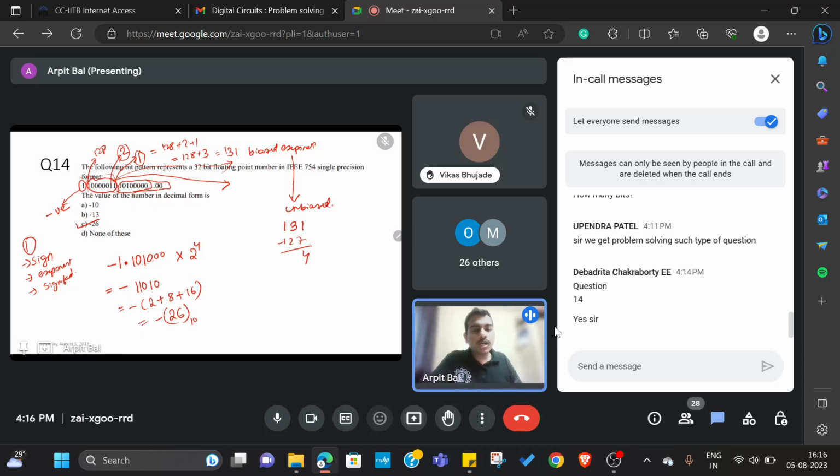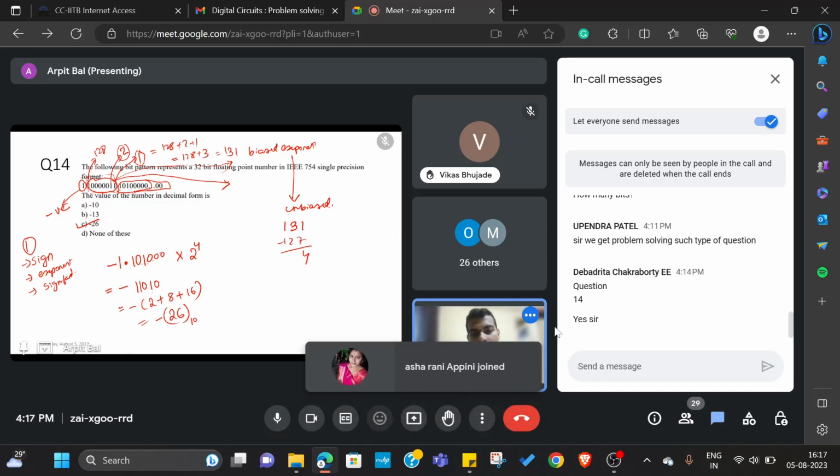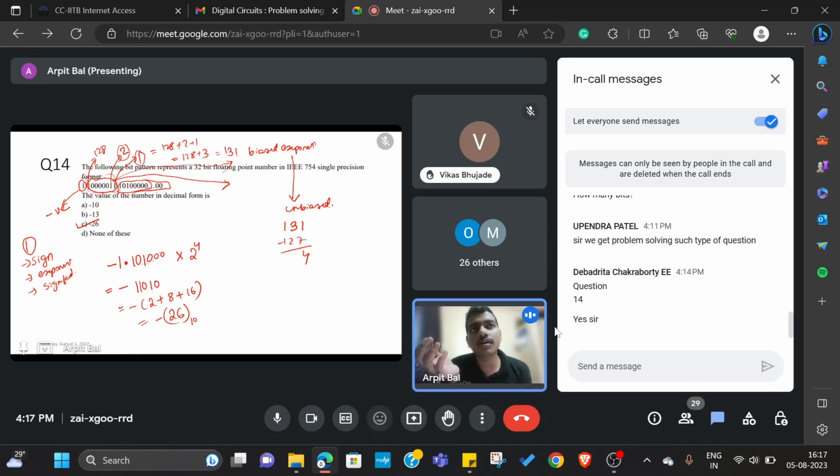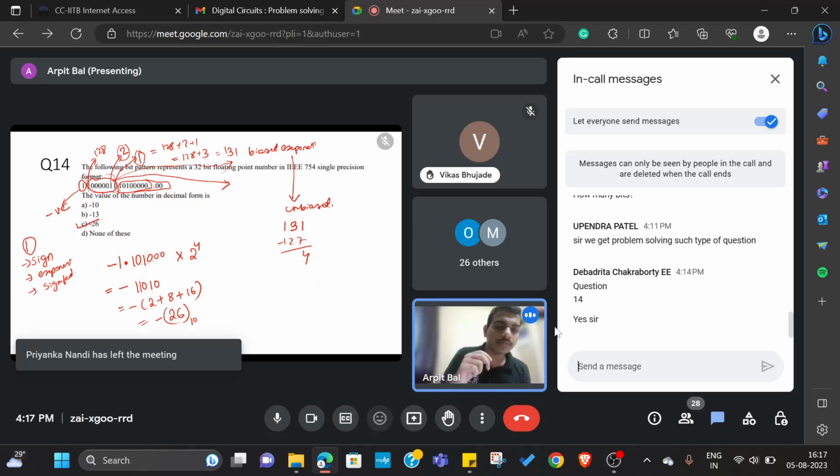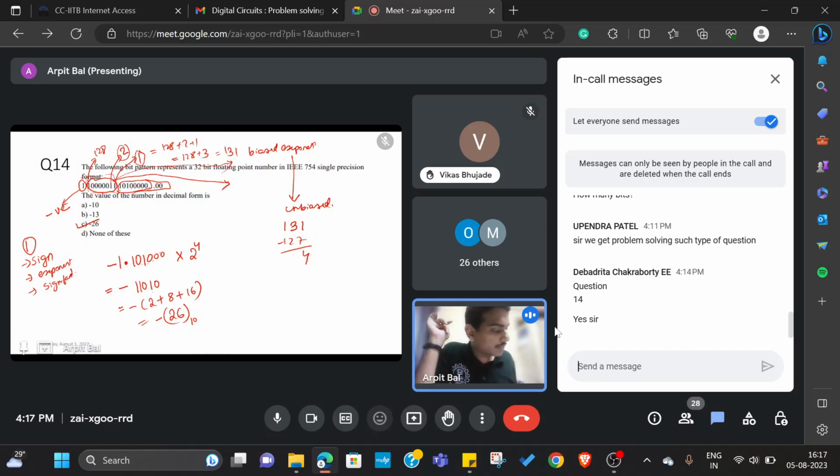Then, for converting this biased exponent into the unbiased exponent, I subtracted 127. Because from the normal form to the floating point single precision representation, what we used to do is add a bias of 127. So in this case we need to get back to the normal form, so we have to subtract 127. That's what I did, and I got 4. So it means my exponent portion is 2 to the power 4.